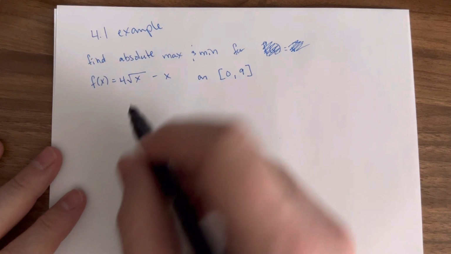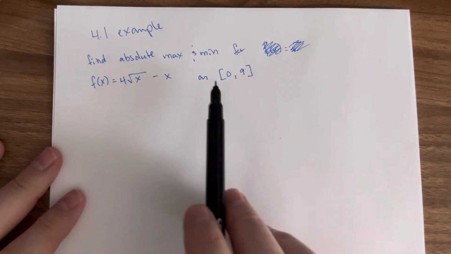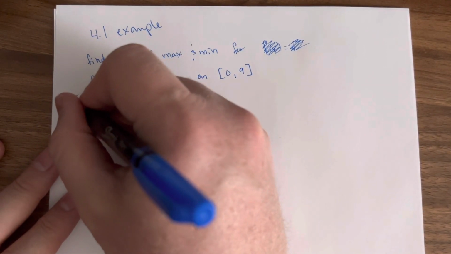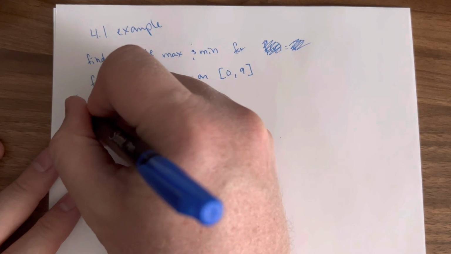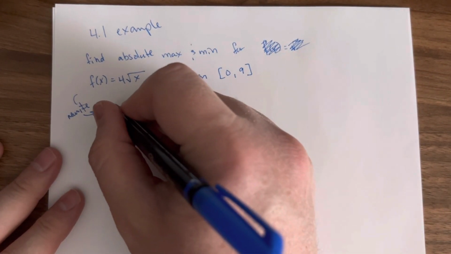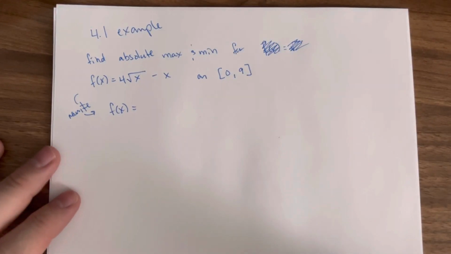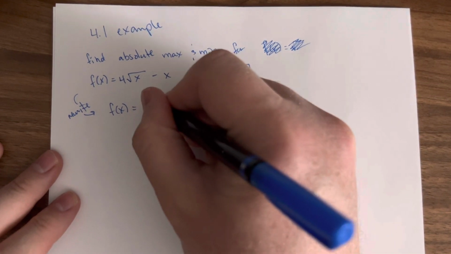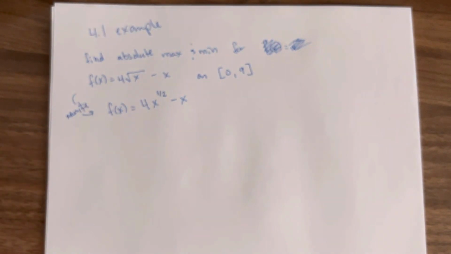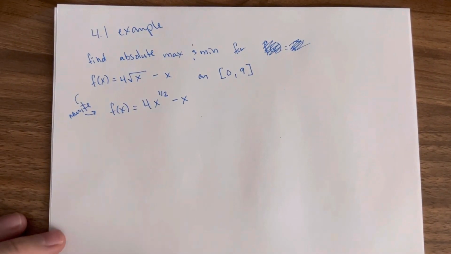What I would do in this case, our function is 4 times the root of x minus x. The interval is the closed interval 0 to 9. So I would just rewrite our original function as, anytime we see a root, we kind of want to just go on autopilot and write it as x to the positive 1/2. So f of x rewritten would be 4 times x to the 1/2 minus x.